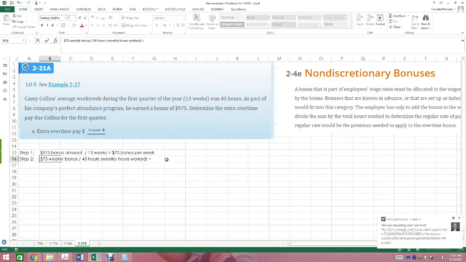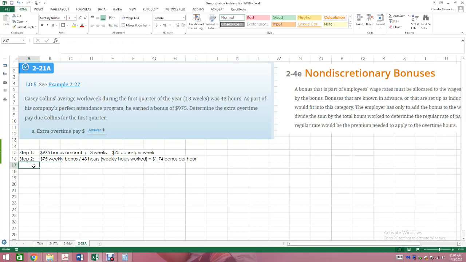Okay? So this is going to be 1.74, bonus per hour. Then step number 3. Let's see. Step number 3, I'm going to get my bonus per hour, which is $1.74. And I'm going to multiply it by 0.5 to get my overtime rate.